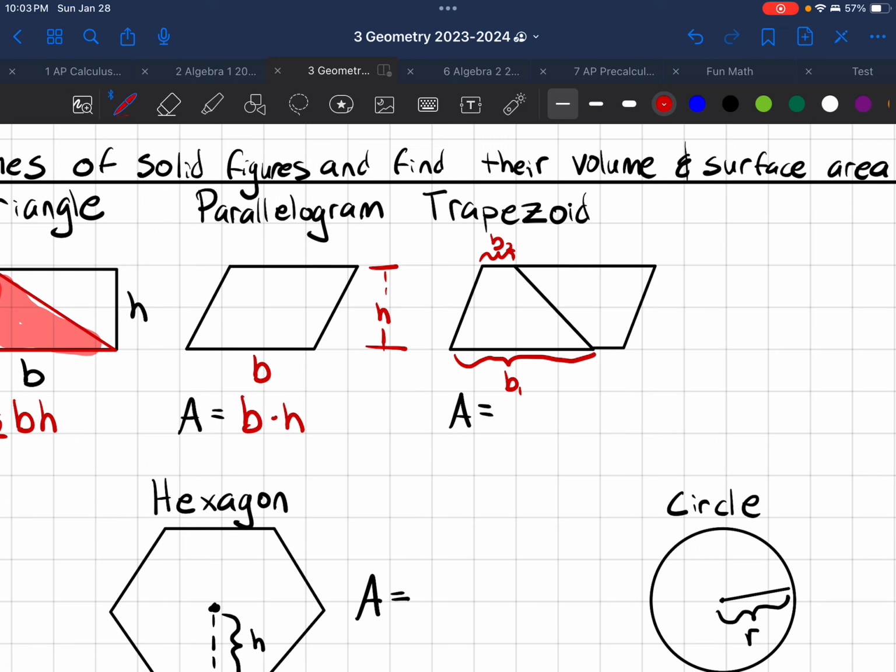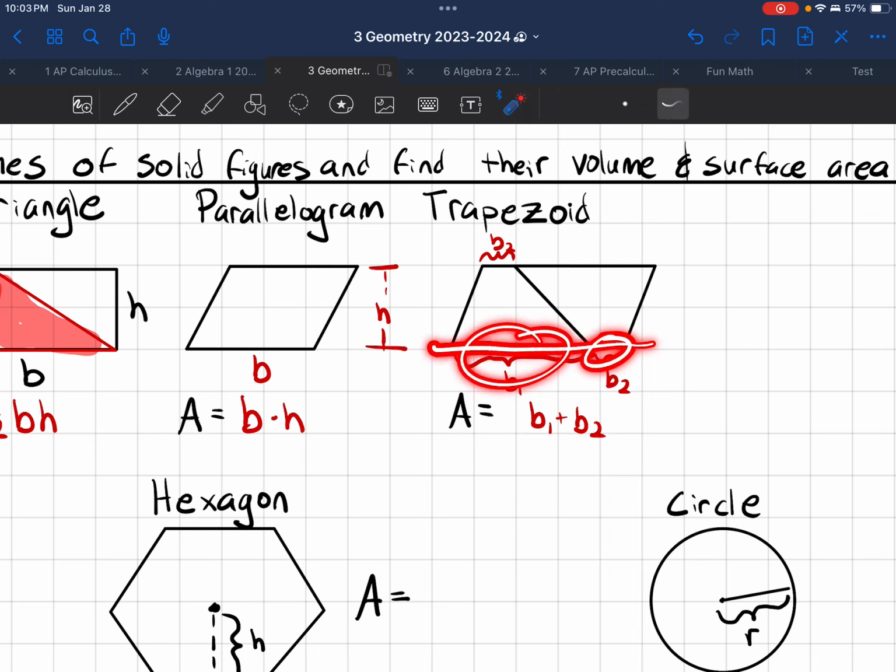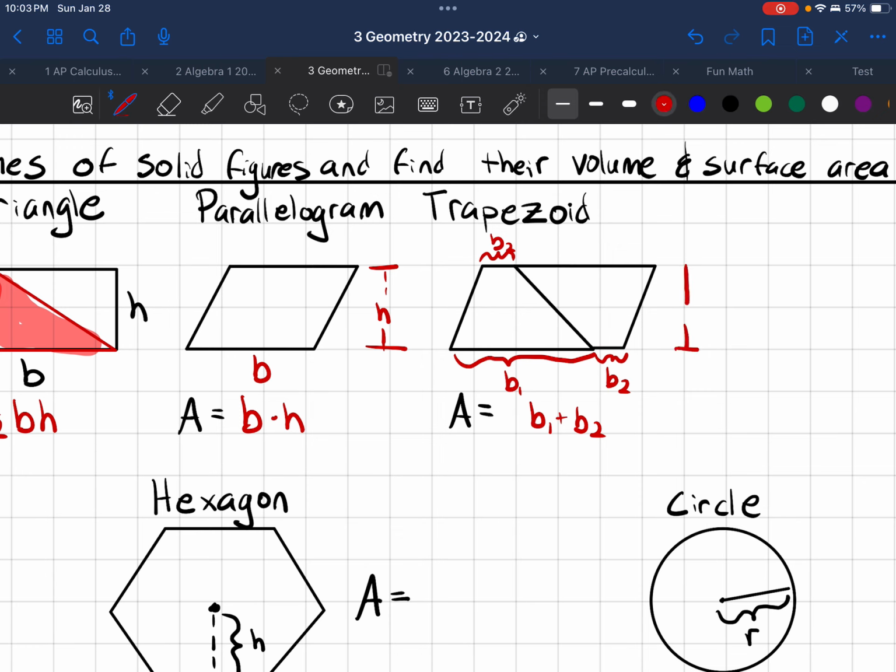If this tiny base up here is that length, base 2, this length also right here is base 2. And to find this entire length, you just add base 1 and base 2. You say b1 plus b2. You add both the big and the small, and that's the entire length. And you just multiply it by the height. We're going to say that this length right here is the height. So this entire thing times the height is the exact area of this parallelogram.